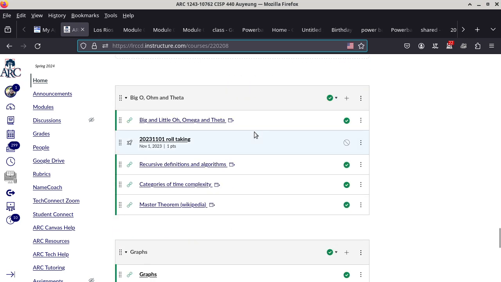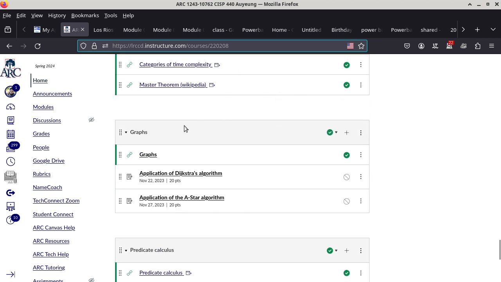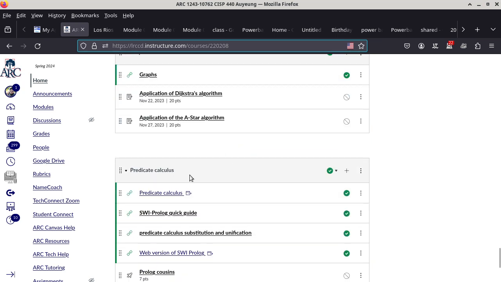So we have big O, omega, big omicron, big omega, and big theta, which just has to do with time complexity. And then we have graph stuff, which includes your two algorithms to find the shortest paths. And then we also have predicate calculus, which is a fun little topic because it relates to a programming language called Prolog. We can do all kinds of fun stuff with predicate calculus. Of these three, the ordering is not super important, so I will let you choose which one you want to go next.